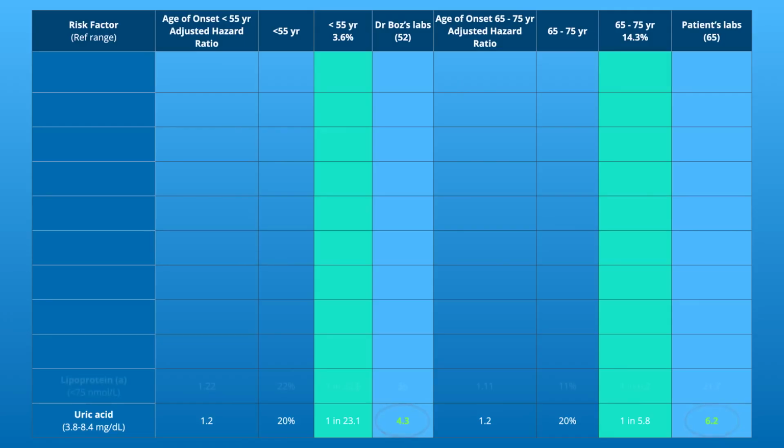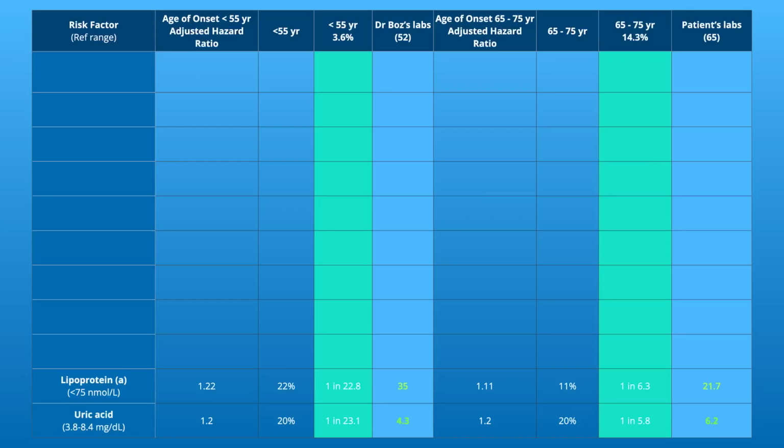This next ingredient is something you can't change. It's a genetic risk called Lp(a). And either it's normal, less than 75, or it's elevated. You only need this checked once in a lifetime, and in both my patient and I, we had normal results.